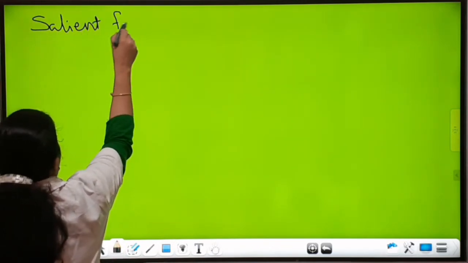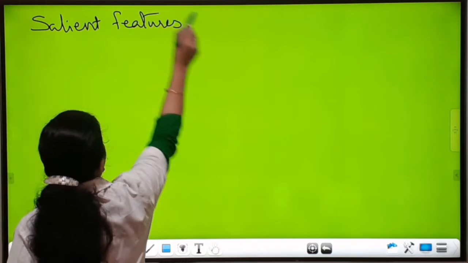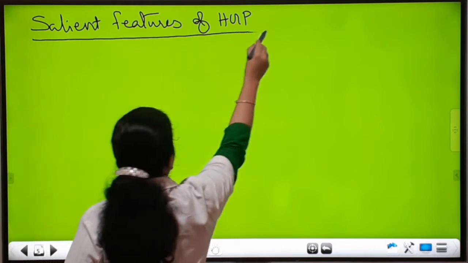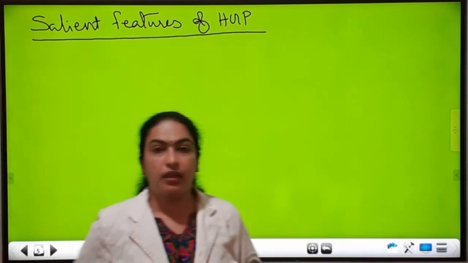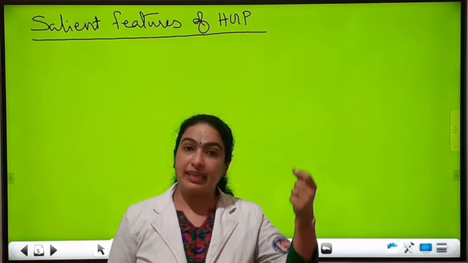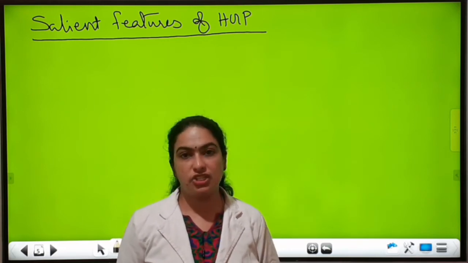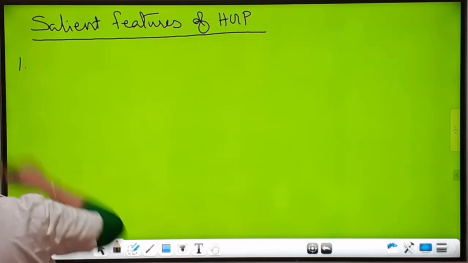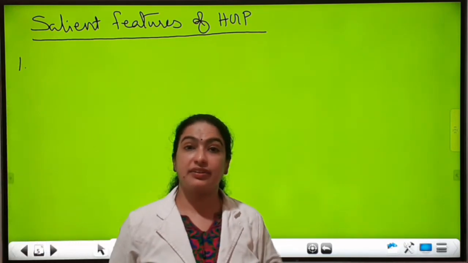Next, we can see the salient features of this human genome project. That is very, very important. What are the salient features of the human genome project, HGP? So, the questions will be there from each point of the salient features of HGP. The first point, this point we can study as the result of HGP.